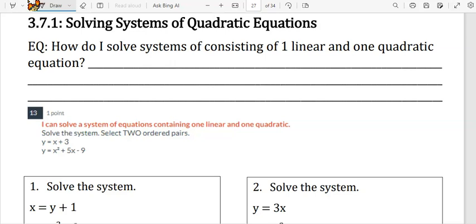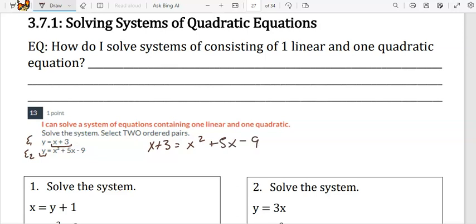Solve the system. We have y equals x plus 3 and y equals x squared plus 5x minus 9. So let's use substitution to solve this. Wherever we see a y in the second equation, we're going to plug in x plus 3 instead. So when we do that, we have x plus 3 equals x squared plus 5x minus 9.